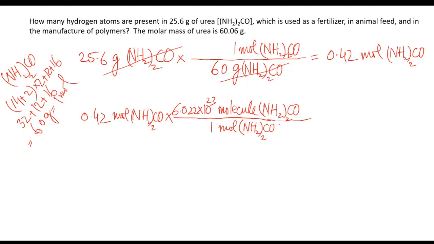Now mole of urea will be cancelled with mole of urea. 0.42 multiplied by 6.022 into 10 to the power 23. What is your answer? It is 2.52 into 10 to the power 23 molecules of urea.